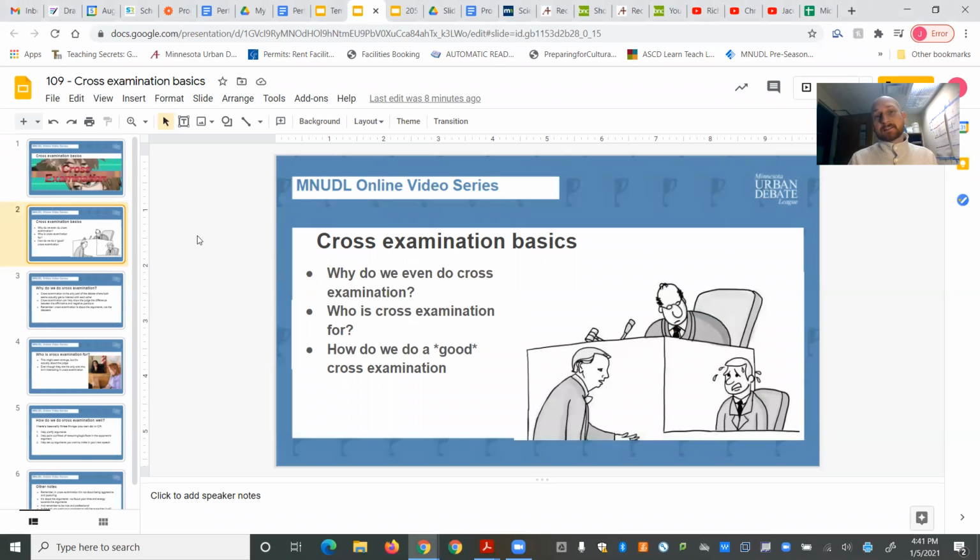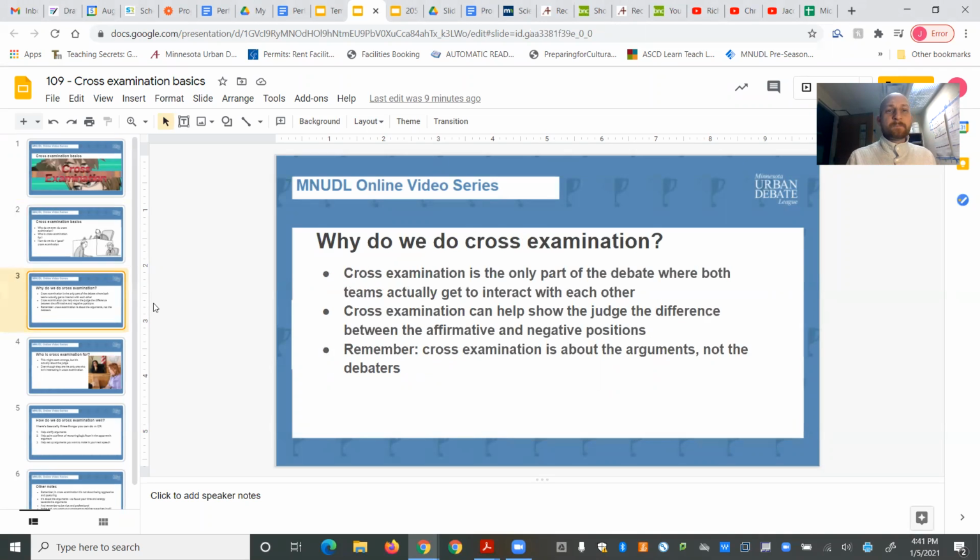So, first, the basics. Why do we even do cross-examination? What's it for? We could have a debate where people get up and give speeches and we never do a single piece of cross-examination. We could do that, but we don't, and we don't for a reason. And then how do we do a good cross-examination? So why do we do cross-examination?